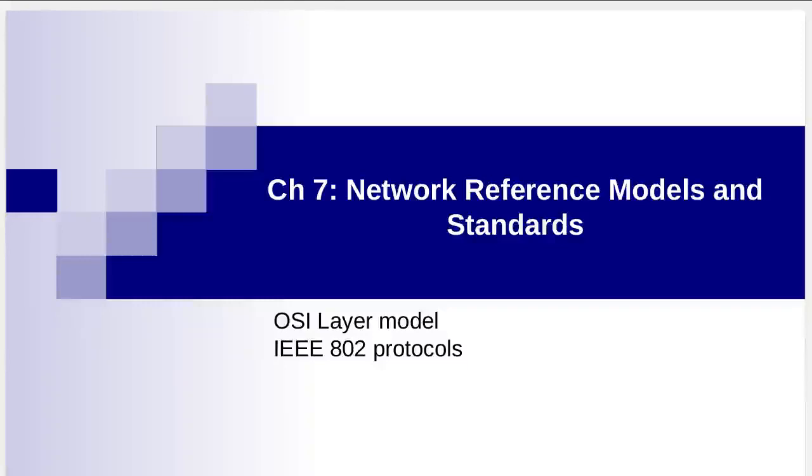Okay, so here we are again, CSIS 247 networking, and now this is lecture 8. We're going to look at the OSI layers. So this is found in chapter 7 on network reference models and standards. We're going to look mainly at the OSI layer model, and then also a little bit of the IEEE 802 or networking protocols.